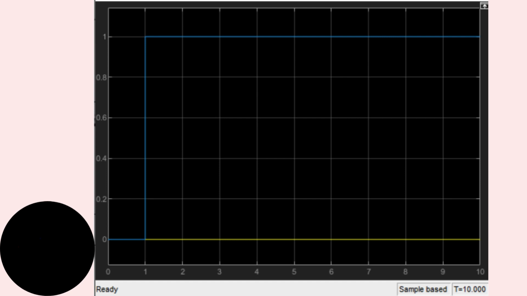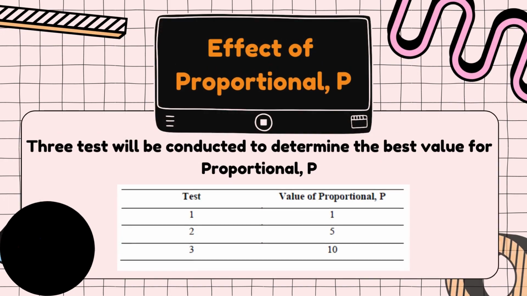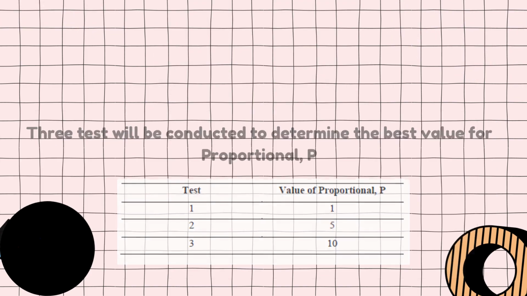This is the graph for the closed loop system when the values of Kp, Ki, and Kd start at 0. First, we will determine the value of proportional P or Kp by increasing the value until it gets the best graph. There are three tests that will be conducted to determine the best value for Kp. The value of P will start at 1, 5, and 10.